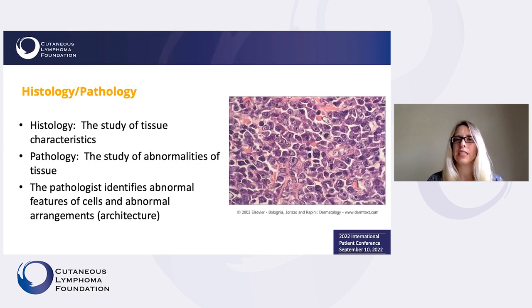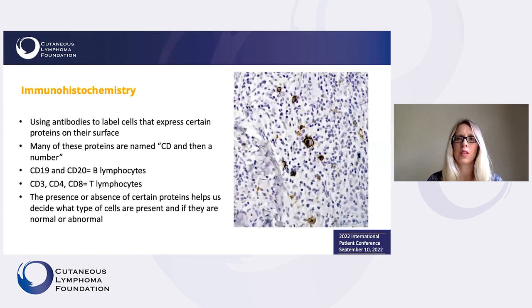So histology or pathology is the study of tissue or the study of abnormal tissue. So the pathologist looks at the cells that they see. So this is an example of a lymphoma. And they look at the cells themselves and whether those cells look abnormal. And then they also look to see if the arrangement of the cells is abnormal. And we call that the architecture of the tissue.